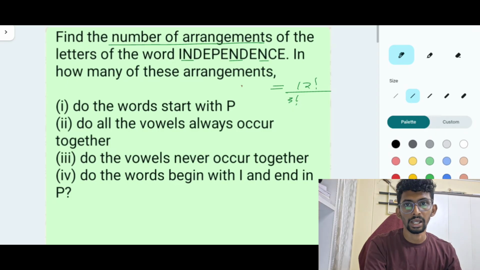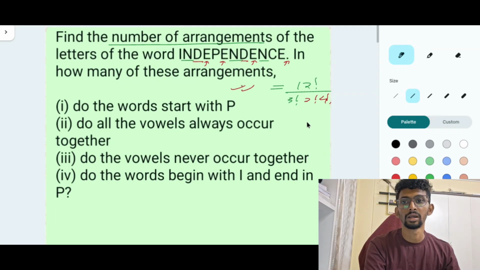And D is also repeating. D is repeating 2 times, so divided by 2 factorial. And lastly, E is also repeating 4 times, so 4 factorial. That means if we solve this, we'll get the answer. Why 12 factorial? Because of 12 letters. 3 factorial because N is 3 times, 2 factorial because D is 2 times, and 4 factorial because E is 4 times. Okay. So this is the total number of arrangements.